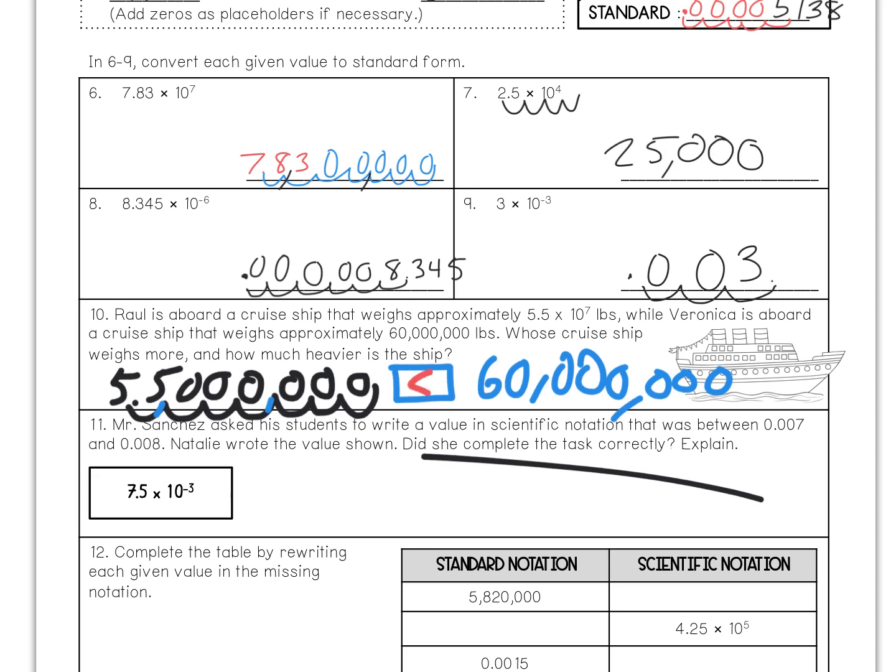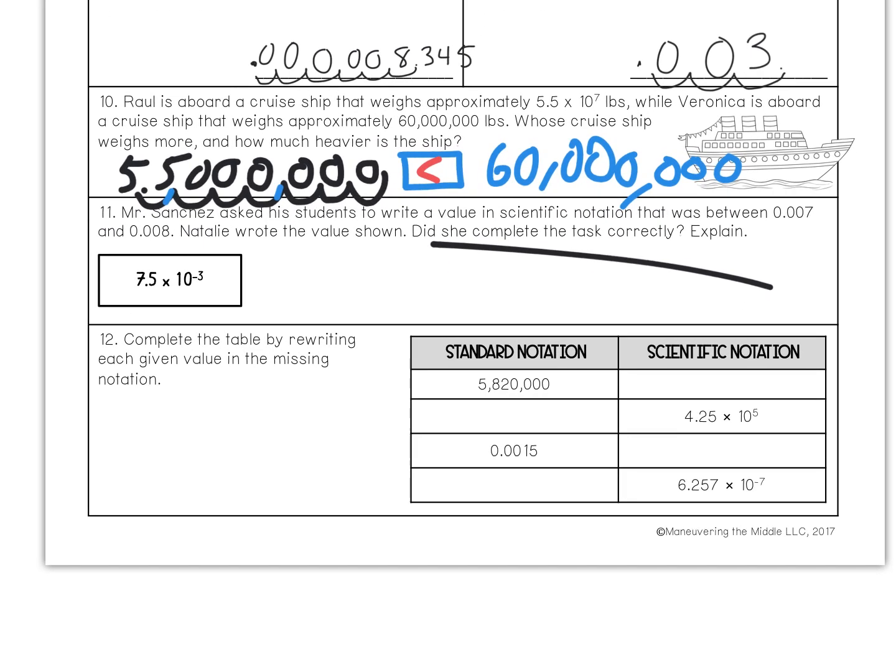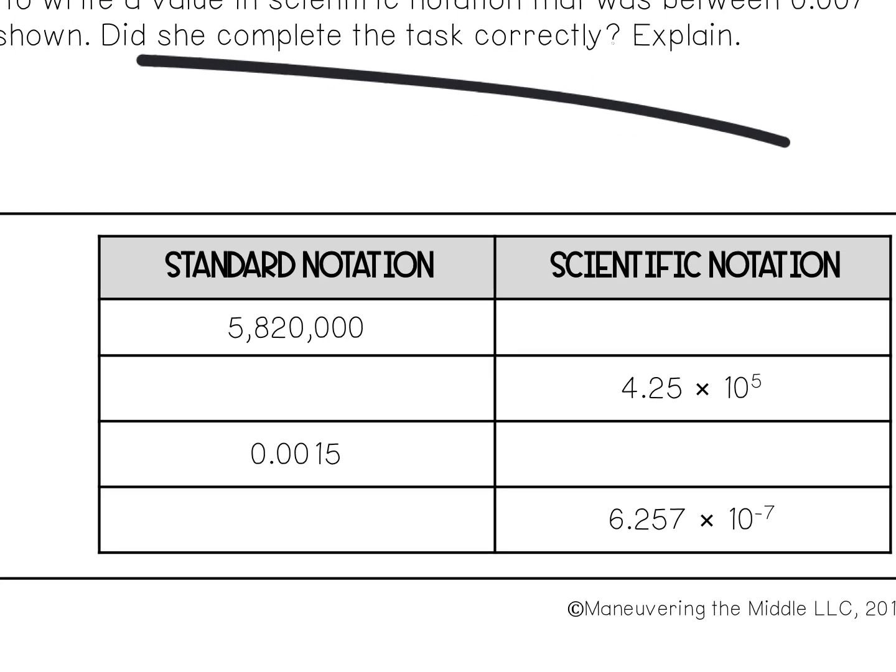Okay, so we want to compare these two. And so the first one, scientific notation, we found 55 million. 5, 5, 3 zeros, 3 zeros. And that is not larger than 60 million. Okay. And then at the bottom, we just want to complete this table.